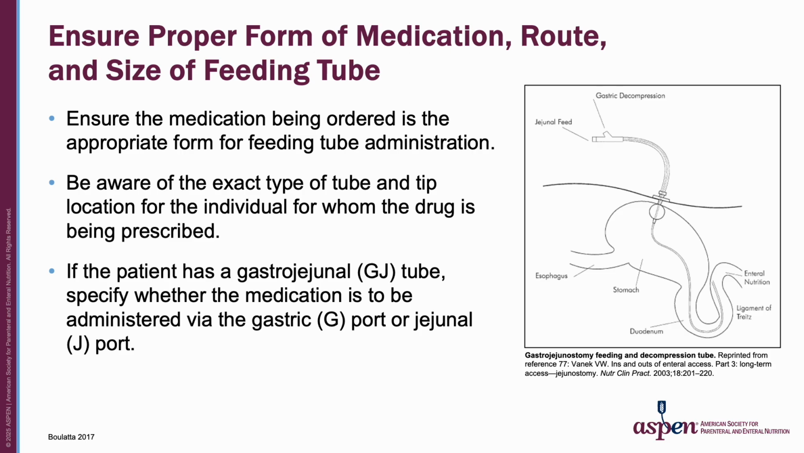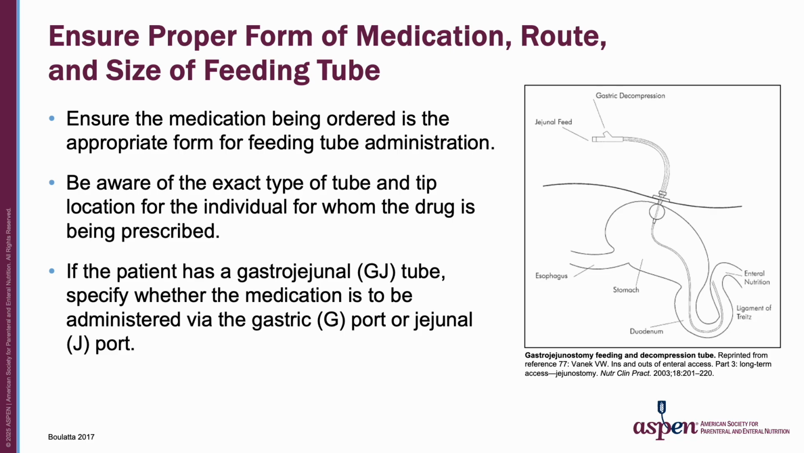Feeding tubes with smaller French sizes and longer lengths are associated with a higher risk of tube clogging. This may include nasally inserted tubes and jejunal tubes. If the patient has a gastrojejunal feeding tube, or GJ tube, specify whether the medication is to be administered via the gastric port, or G port, or the jejunal port, the J port.